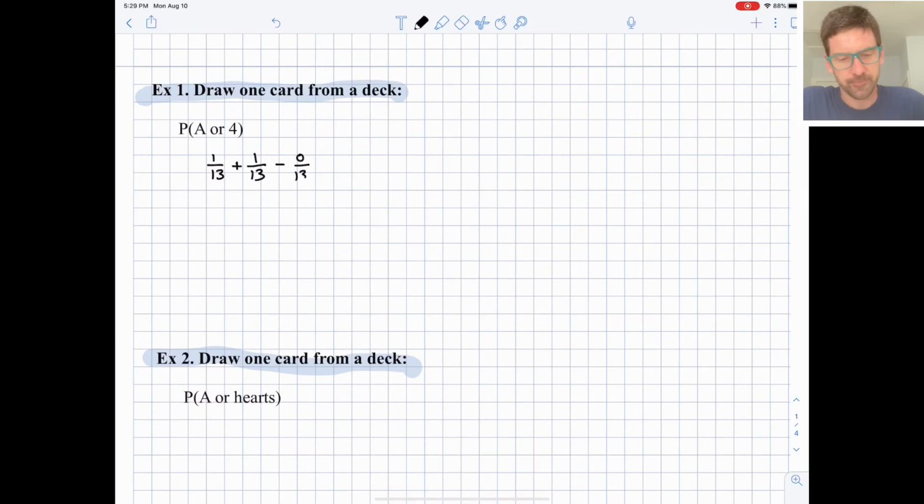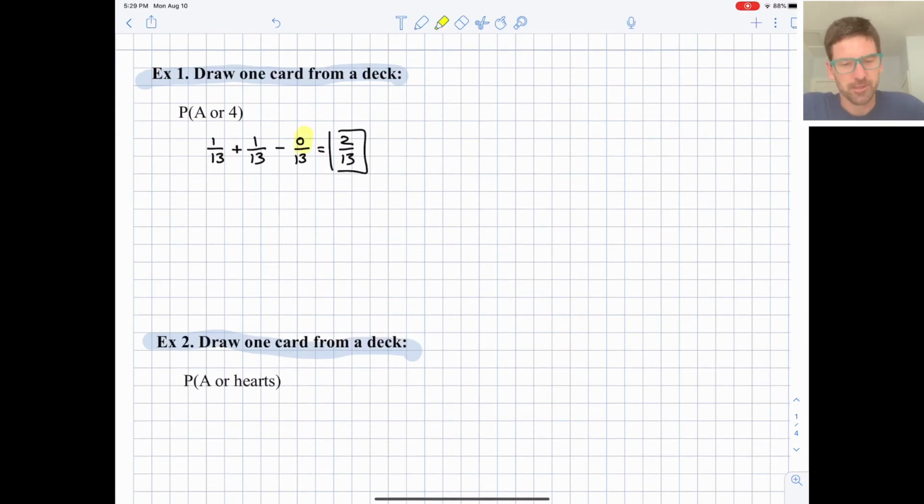It's 0. So for our final answer, we have common denominators already. Final answer is 2 out of 13. And that kind of makes sense. Ace and 4 are 2 of the 13 ranks. Okay, so there's a 2 out of 13 chance of getting an ace or a 4.